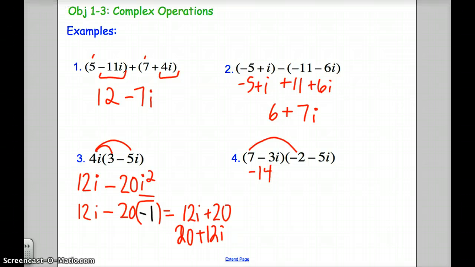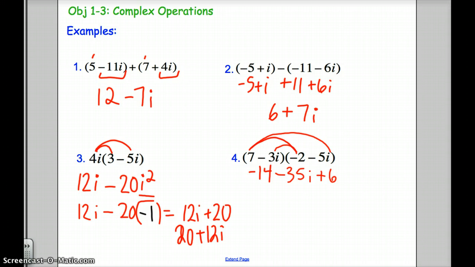Okay, so continuing our FOILing, it looks like we're going to do the last ones, and we get a -35i. The inner, we get a positive 6i, and the outer, we're going to get a positive 15i squared. So this is where we're going to change this out to a -1 times 15, or -15. So that's going to cancel out to -15. So let's take a moment and simplify this.